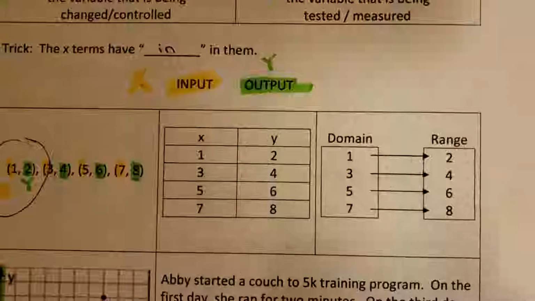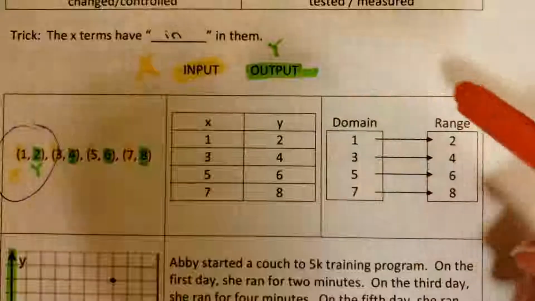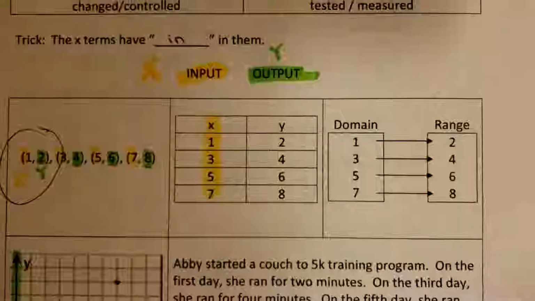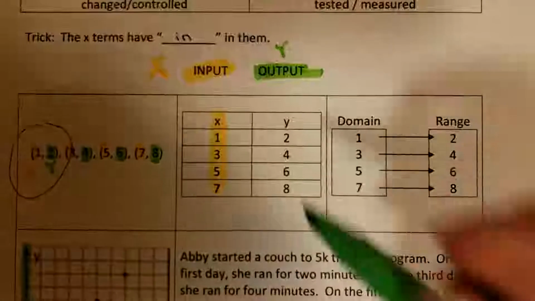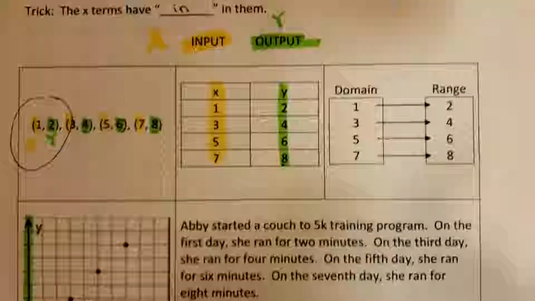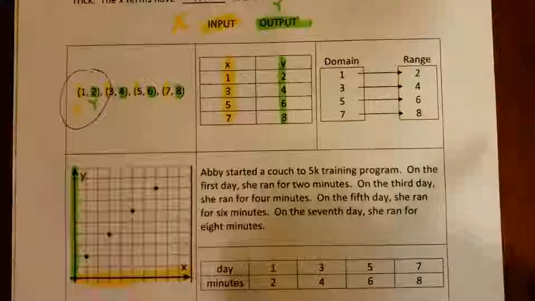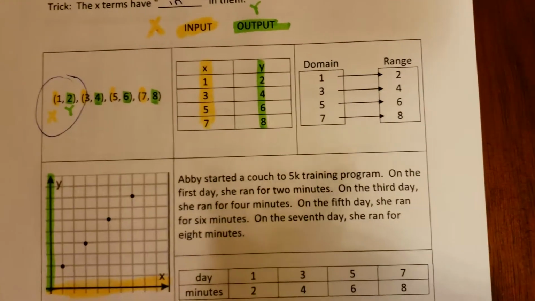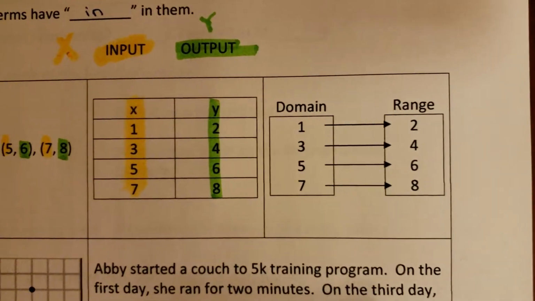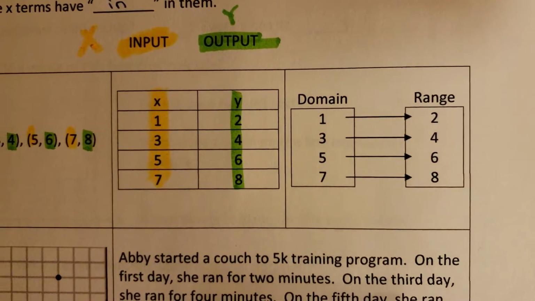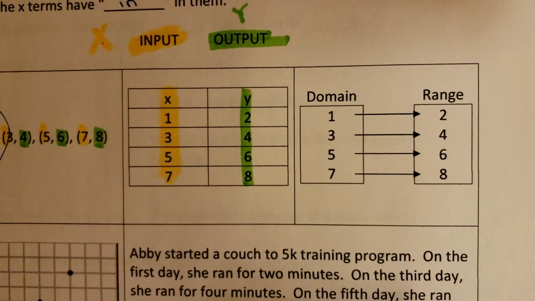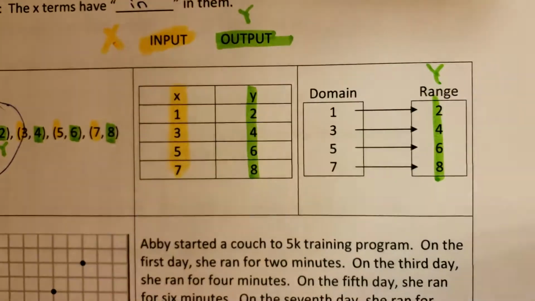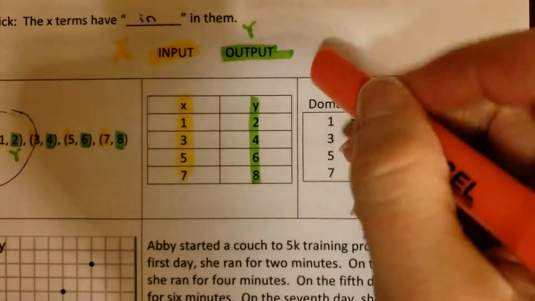Okay, if we have a table like this, input, of course, is the x column. Output is the y column. I don't know if you noticed, all of this data is the same. It's just represented differently. So here's a coordinate, here's a graph, here's a table. Here's our domain and range. See if you can highlight that one for me. That range is the y. Domain, doma in.